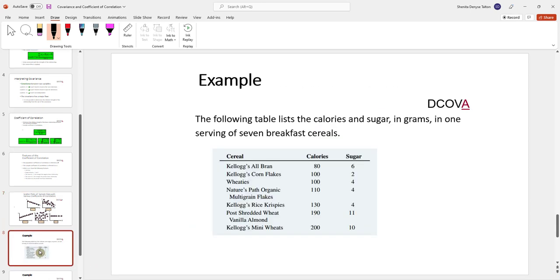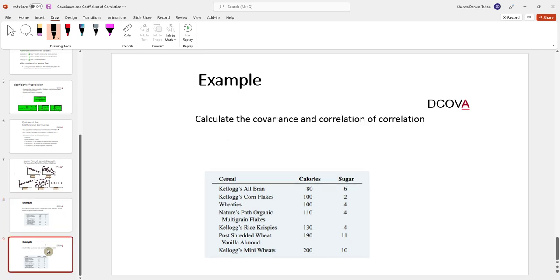So let's go through a problem. The following table lists the calories and sugar in grams in one serving of 7 breakfast cereals. So for example, Kellogg's All Bran has 80 calories and 6 grams of sugar. If you look at the bottom, we have the Mini Wheats, the calories is 200, and the amount of sugar is 10 grams. So we want to calculate the covariance and the correlation coefficient.